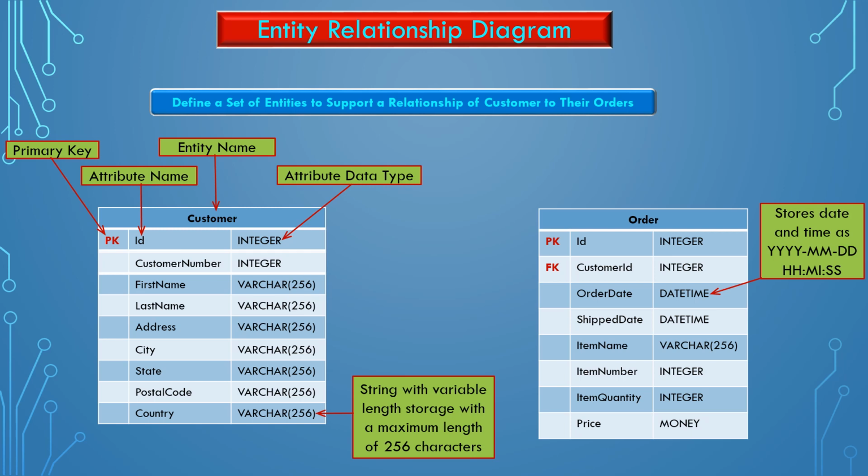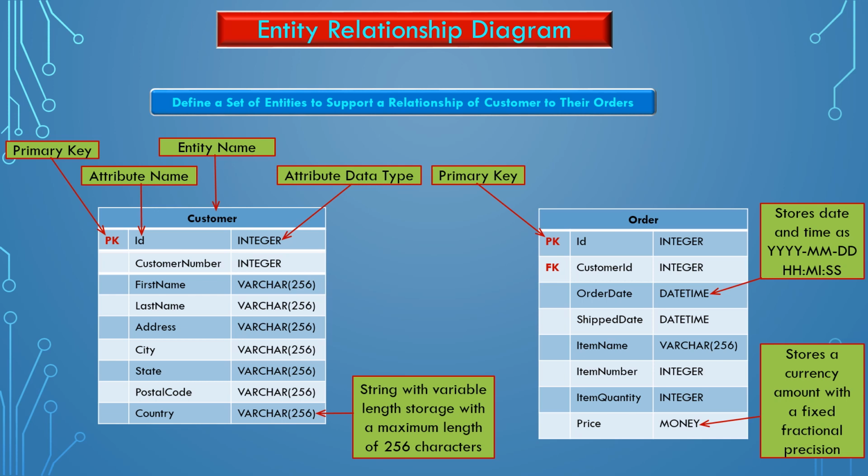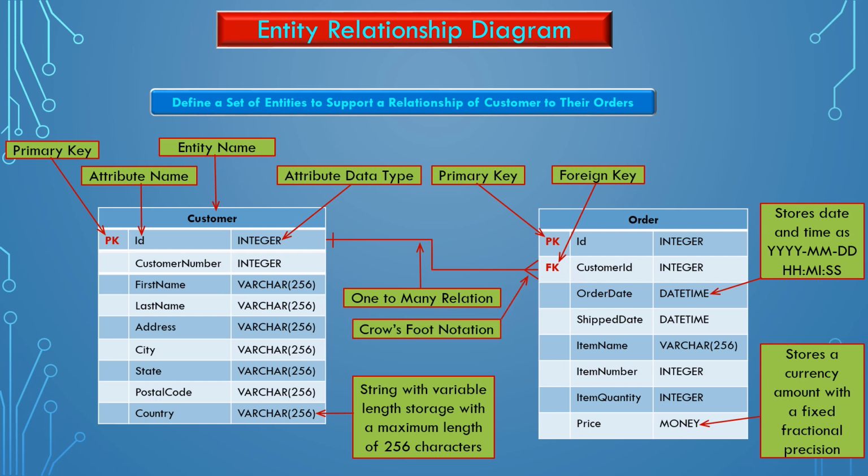The data type datetime saves date in the time format of year, month, day, hours, minutes, and seconds. The money data type stores a currency amount with a fixed fractional precision. Here we also assign the ID column as a primary key. The customer ID column will be assigned as a foreign key that will be a reference to the ID column of the customer table. This is shown by using a one-to-many relation notation, also known as crow's foot notation.